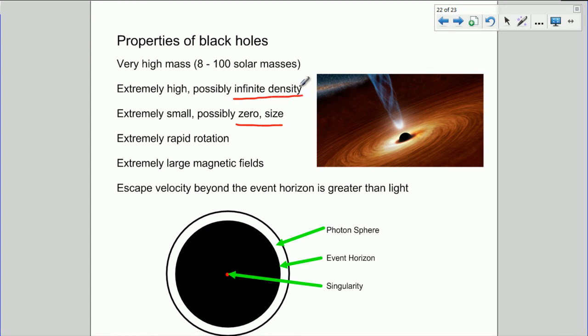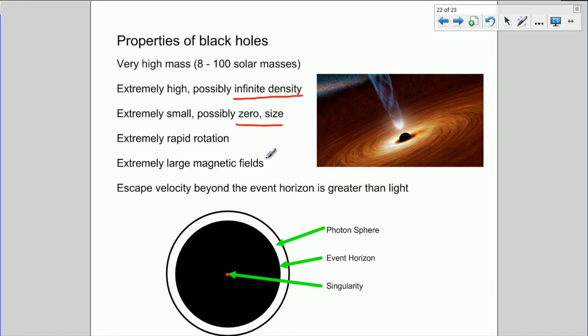If you imagine the ball in a ballpoint pen, the one right at the tip that you actually write with, that tiny little ball in there, and you imagine three or four suns squeezed into that tiny space, that's the sort of thing we're talking about. And then it just keeps on collapsing. So we've got extremely high mass, possibly up to 100 solar masses, extremely high density, possibly infinite density, extremely small, zero size, very rapid rotation, and extremely large magnetic fields, and you've got a very weird object.